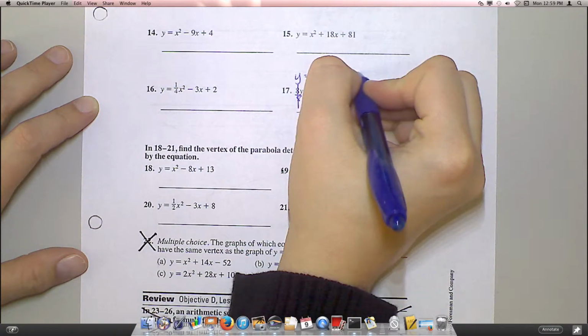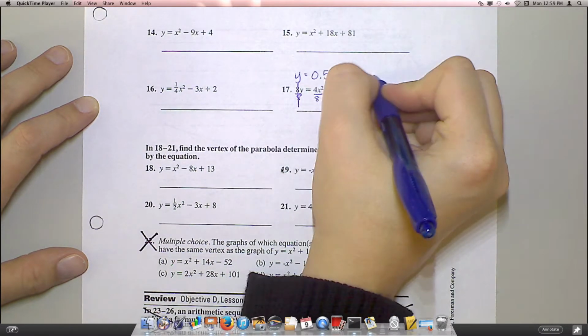24 divided by 8 is 3. And 6 divided by 8 is going to be 0.75.